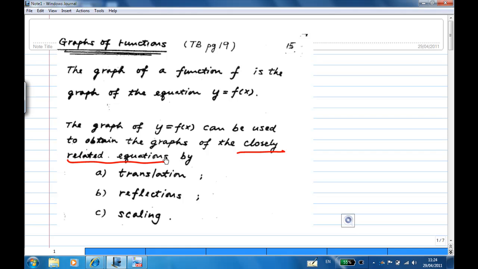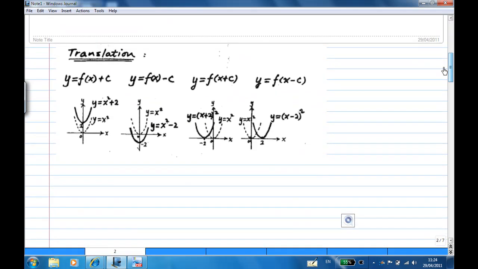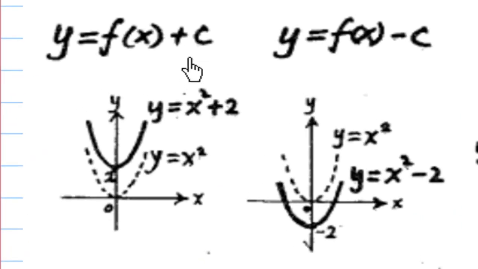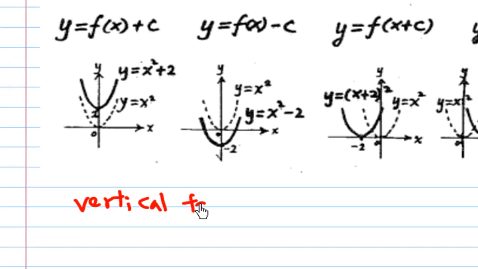Let's look at translation first. If you are given the graph of function y equal f of x and you do a little transformation, let's say y equal f of x plus c, so you have changed the equation by adding a plus c at the end, or y equal f of x minus c. This is what we call a vertical translation. You shift the graph upwards or downwards.